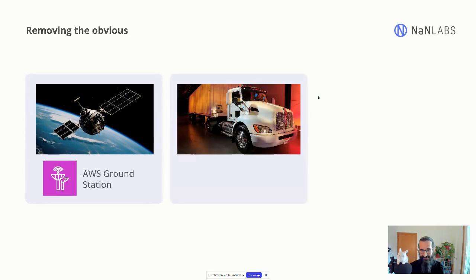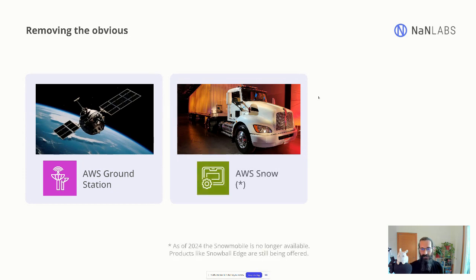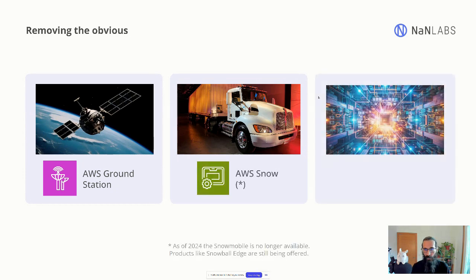Do I need a giant truck with hard drives that is going to come to my data center, plug it in, copy all the information, drive to AWS, and upload it so I have it on the cloud? If the answer is no, maybe we don't need any of the Snow product family. What about quantum computing? Do you need it for our cat picture sharing web service? Probably not. So Amazon Braket is out of the question.